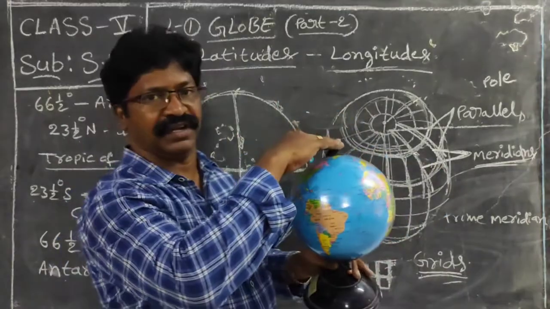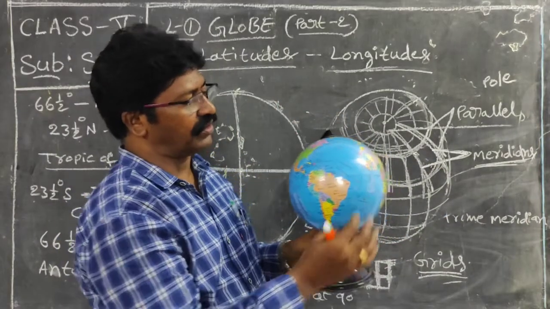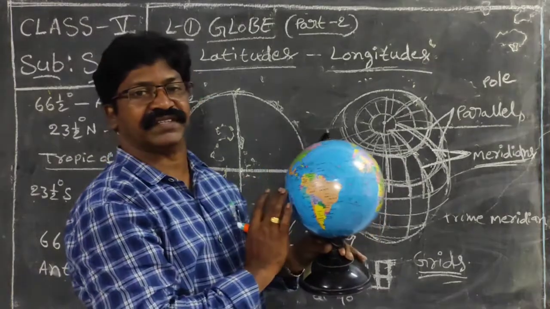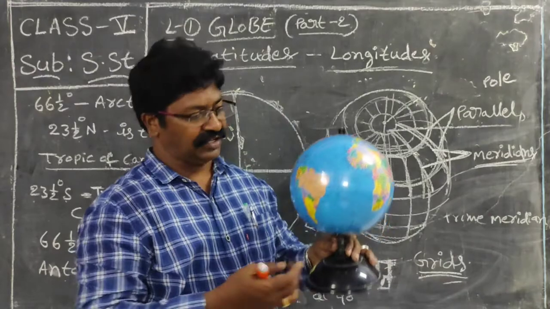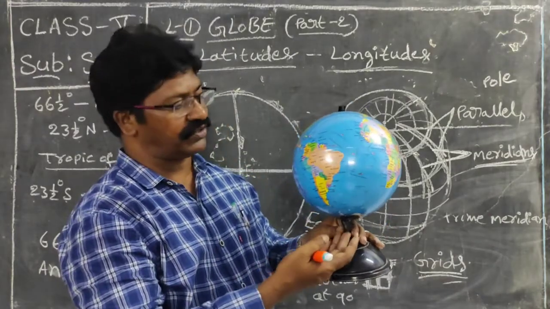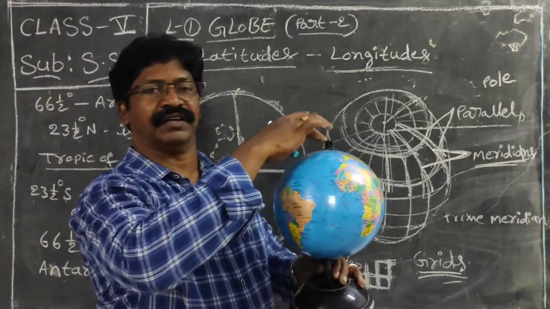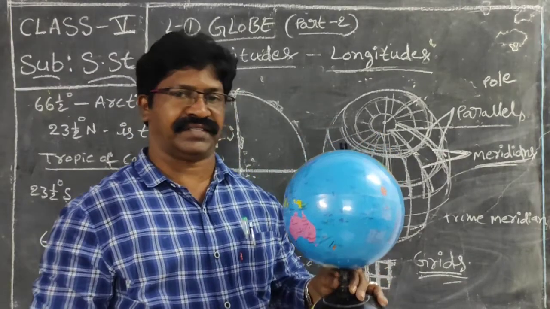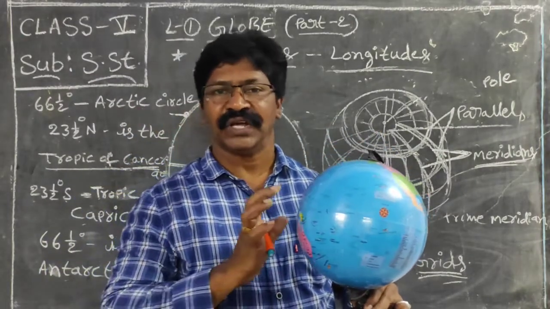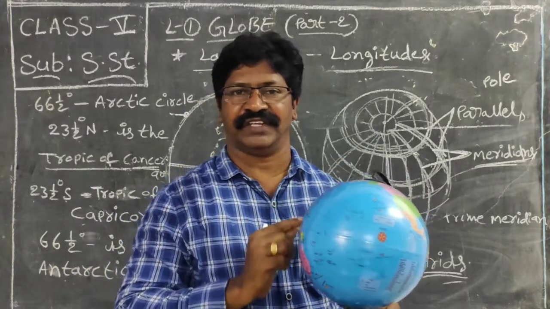We also discussed the directions: north, south, east, west. One more point: the line through the center of the earth, on which it rotates, is called the axis. So in the first part, these are all the things we have discussed.